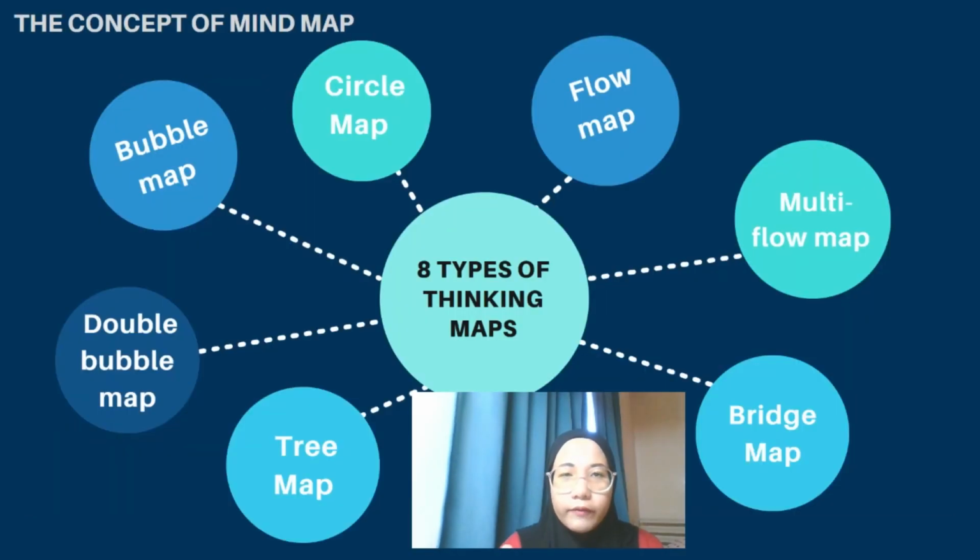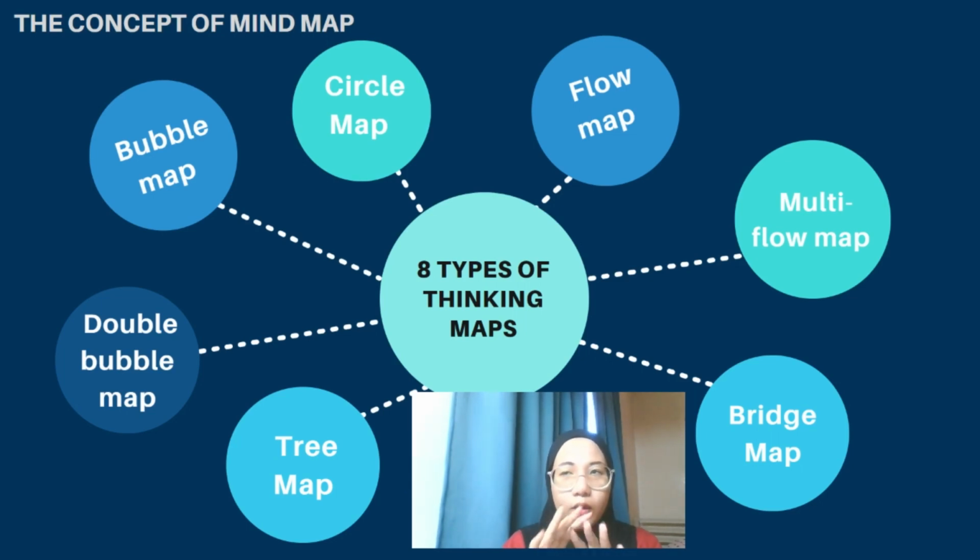What are the 8 graphic maps? For the first one, circle map and bubble map, and then double bubble map, and also tree map, and then flow map, and then brace map, and bridge map, and the last one, multi-flow map. All these maps have their own function.